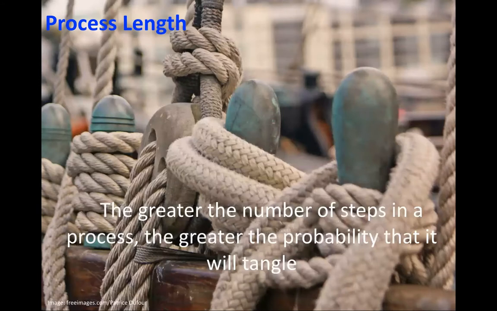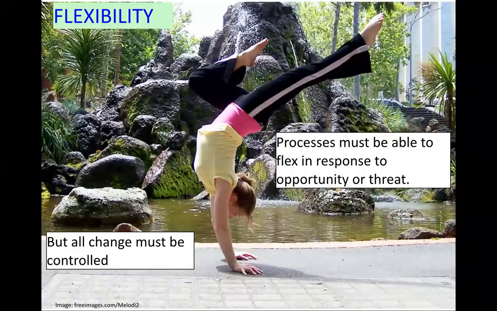The greater the number of steps in the process, the greater the probability that it will tangle. In other words, the simpler the process, the less chance it will tangle. Flexibility. While processes should continually improve and be responsive to customer and business needs, all change must have an appropriate level of control based on risk, impact, and probability. Documents that define business processes and procedures must be owned and maintained so that these do not become outdated, ignored, and worked around, resulting in more tangles.